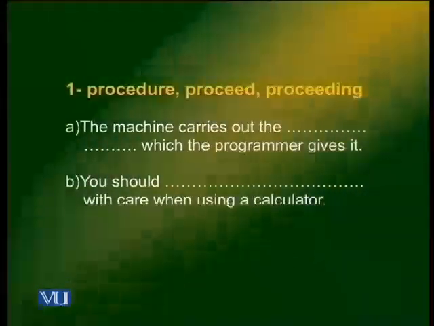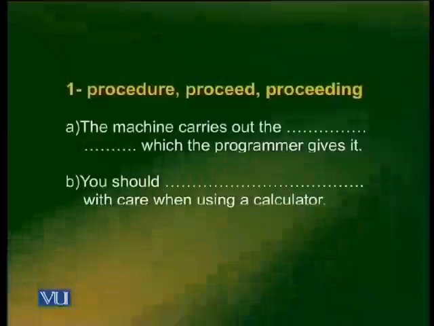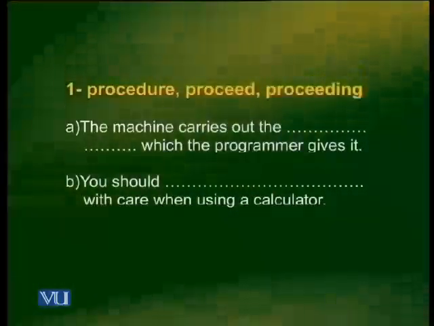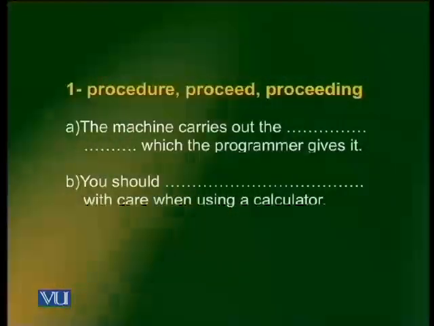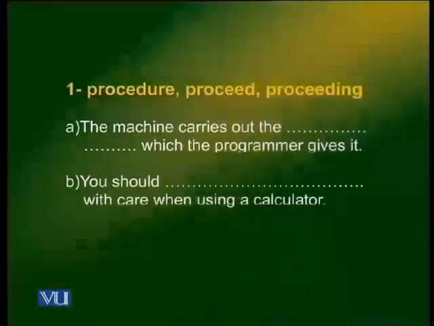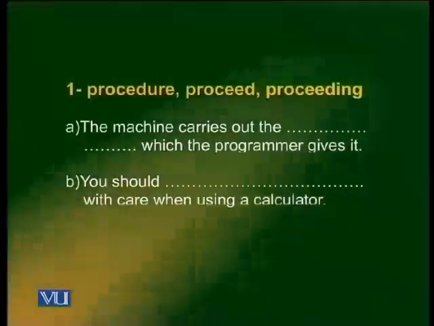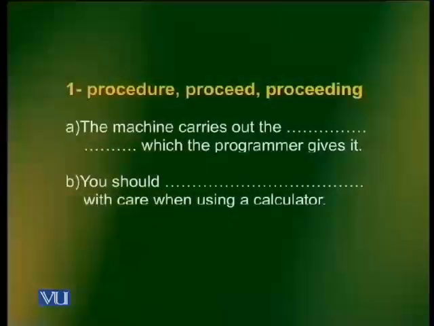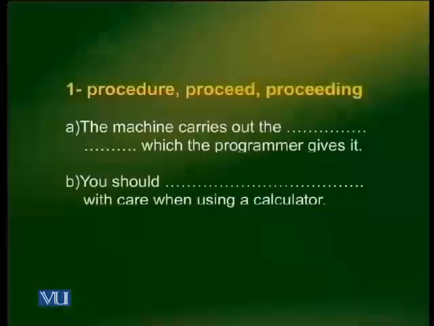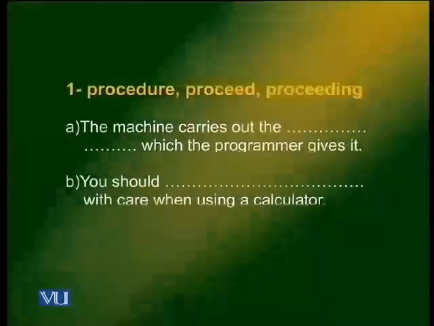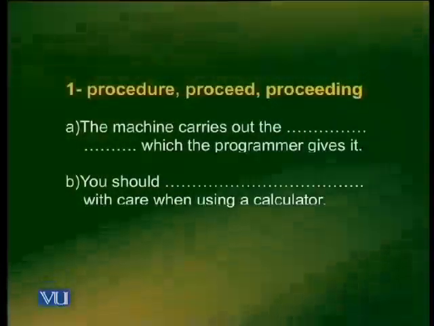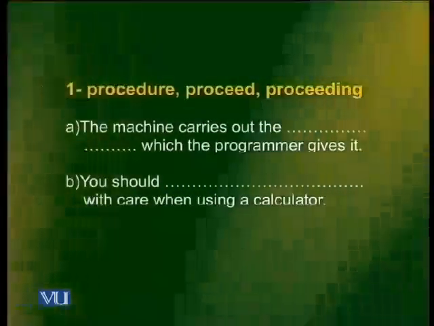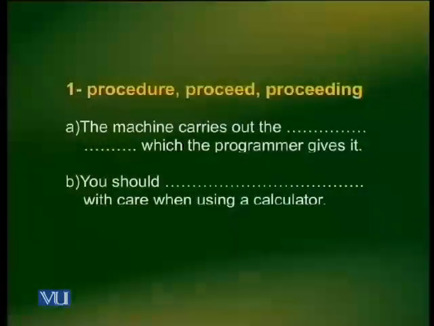The first sentence. The machine carries out the dash which the programmer gives it. Now what does the machine carry out? It carries out the procedure which the programmer gives it. And in the next one, you've got 2 words left and you have to choose one. The correct one would be, you should, with care when using a calculator. You should proceed with care when using a calculator.